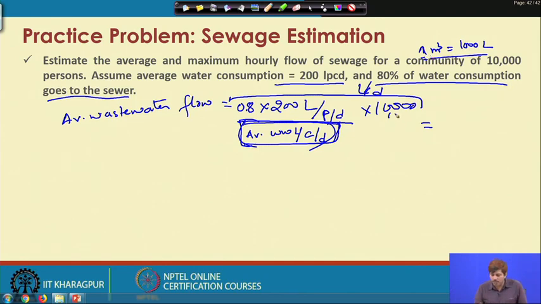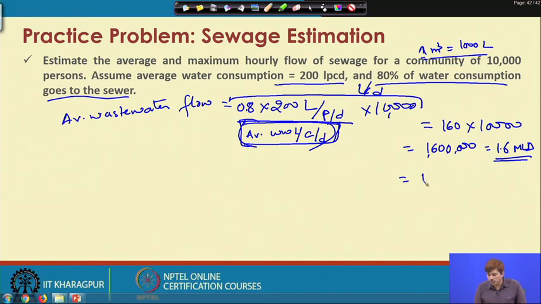So, if you want to give it in a million liters per day, we need to divide it by 10 to the power 6. So, this becomes 1.6 million liters per day, 1.6 MLD is being generated. Or if we want to put it in meter cube, we need to remove these 3 zeros. So, this becomes 1600 meter cube per day, right. So, this is the average wastewater flow in a day.